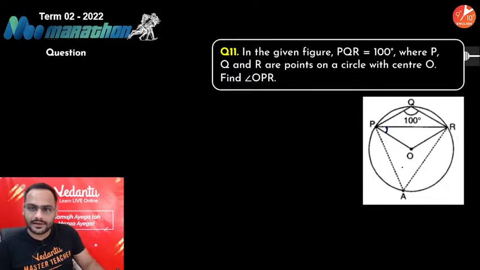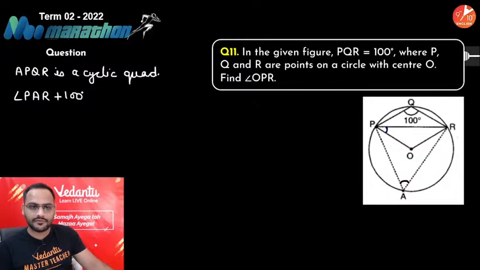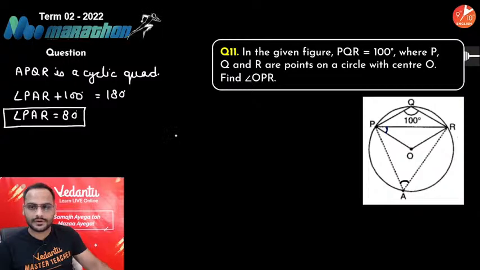अच्छा, can you tell me, guys, if I join this with point A over here, can I say that, sir, this angle A, APQR is a cyclic quadrilateral? What I am saying, APQR is a cyclic quadrilateral. Yes or no? So I can say, sir, angle PAR plus that angle of 100 degree should be equal to 180 degree. Opposite angles of a cyclic quadrilateral are supplementary. So angle PAR will be equal to 80 degree. ठीक है? This angle at A is 80 degree.